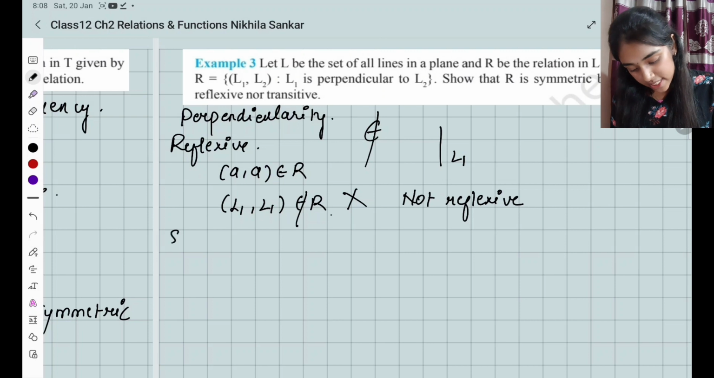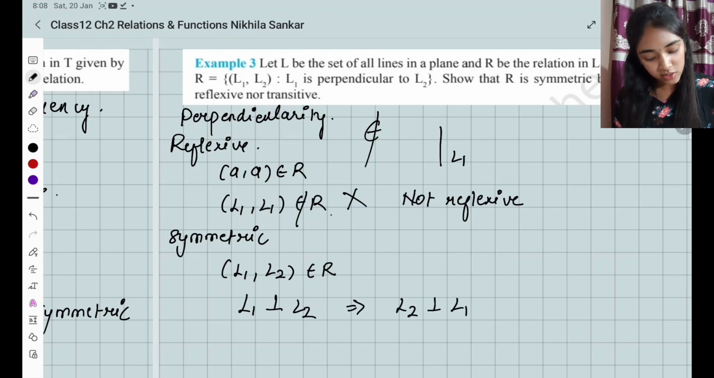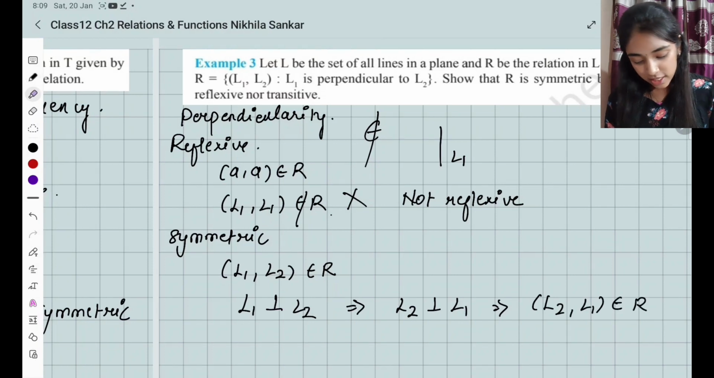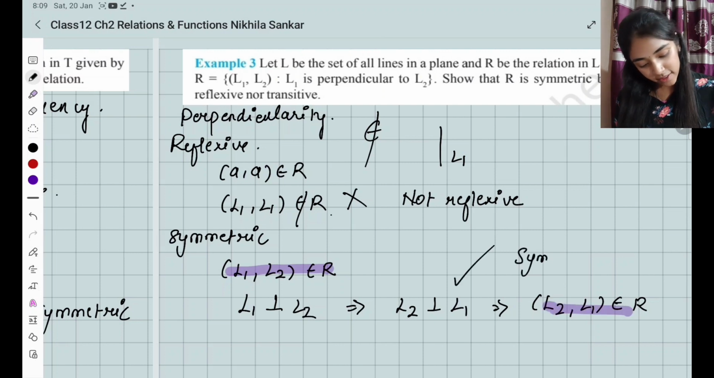Okay, இப்போ next symmetric பார்க்கலாம். இப்போ symmetric. So you have L1, L2 belongs to the relation, which means L1 is perpendicular to L2. அப்ப இதிலேந்து நம்ம என்ன சொல்லலாம்? You have L2 is also perpendicular to L1. So from this you can say L2, L1 also belongs to the relation. So what do you see here? L1, L2 belongs to the relation. L2, L1 also belongs to the relation. So this is going to be symmetric.